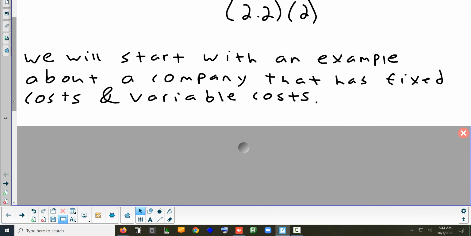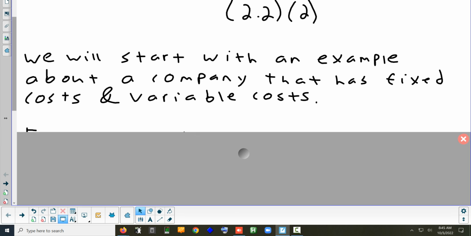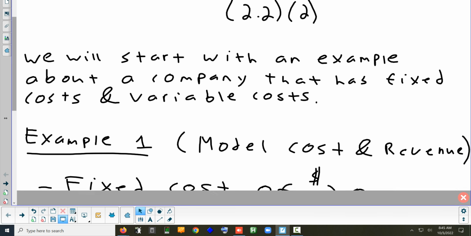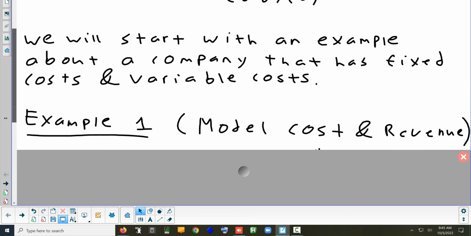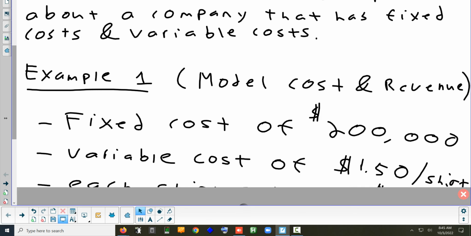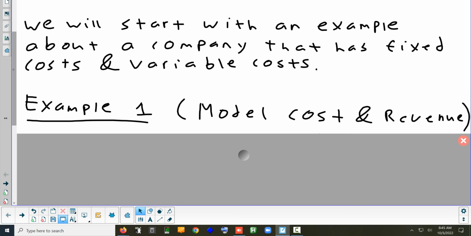So we're going to look at an example where we're dealing with a company, and the company is going to have two kinds of costs. One cost is what we call fixed cost, and the other one is variable. So our particular company is going to be making, I think they make shoes or something. Oh, shirts. Okay, they make shirts.